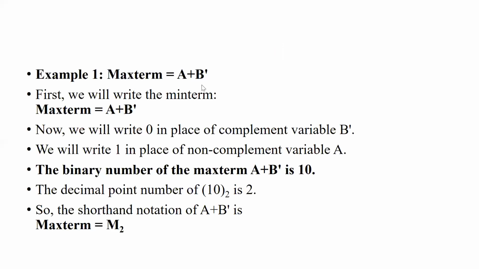So I see the max term, seeing whether it is complement or not complement. I write the strings of ones and zeros, so I get a binary string. That binary, I convert it into decimal. The decimal equivalent is the subscript over here. Since I'm writing the max term, which has the sum over here, I write capital M.